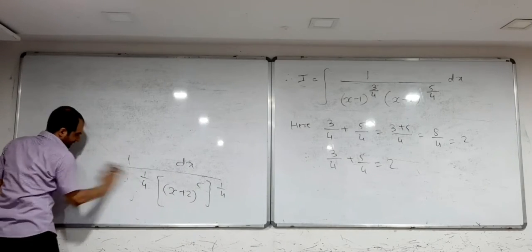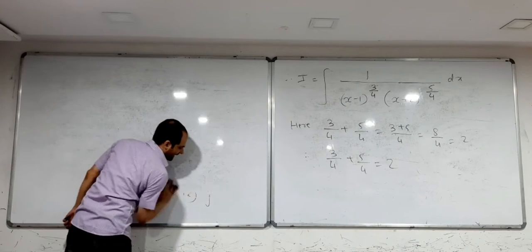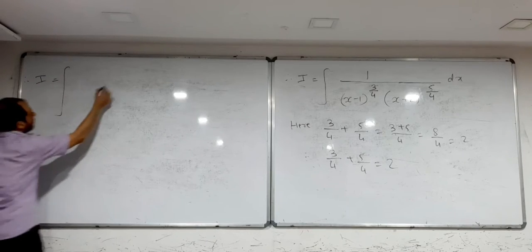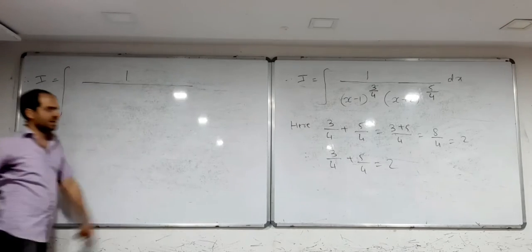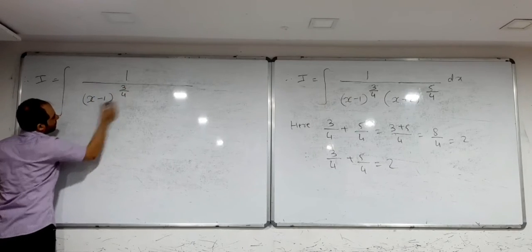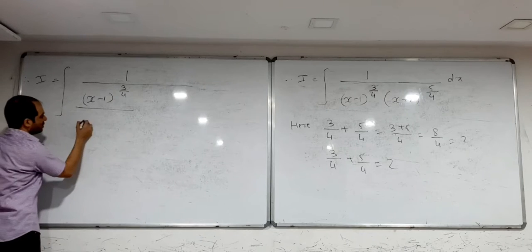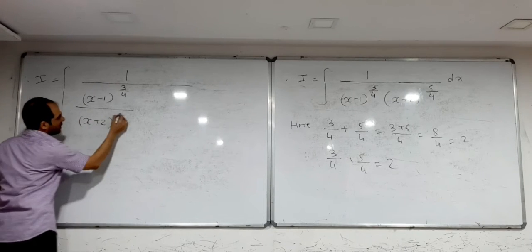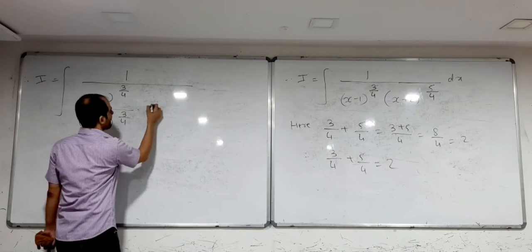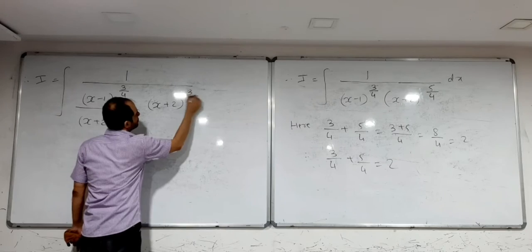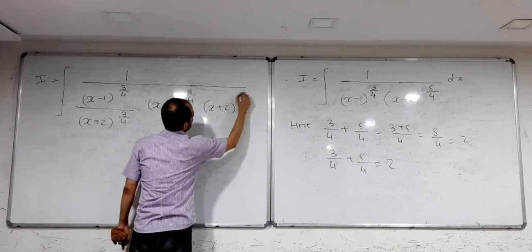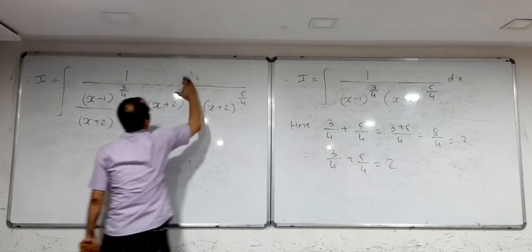So what will we do here? What is the method to solve this? I is integration of 1 upon, what to write? First write x minus 1. (x minus 1) whole raised to 3 by 4, upon, which is the second linear? x plus 2. So below it write (x plus 2) raised to 3 by 4, into, to cancel x plus 2, (x plus 2) raised to 3 by 4, and what did we already have? (x plus 2) whole raised to 5 by 4, dx.